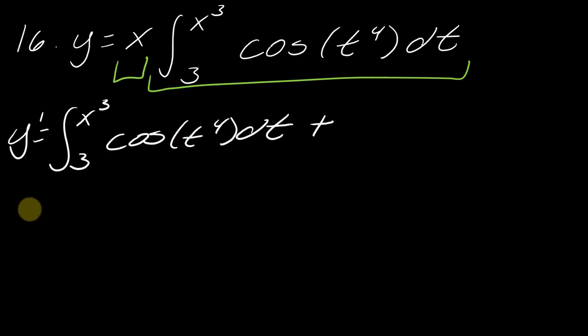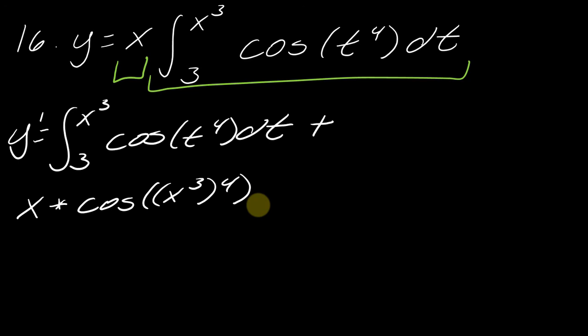And then I add to that and I leave just the x alone, and now I have to take the derivative of this. To do that, I use the fundamental theorem of calculus, the first part. So I'll just draw a little star here. So this will be cosine of x cubed, all of that to the 4th. Now, since this is x cubed and not x, I have to use the chain rule. So now I have to multiply this by the derivative of this guy. So the derivative of x cubed is 3x squared.